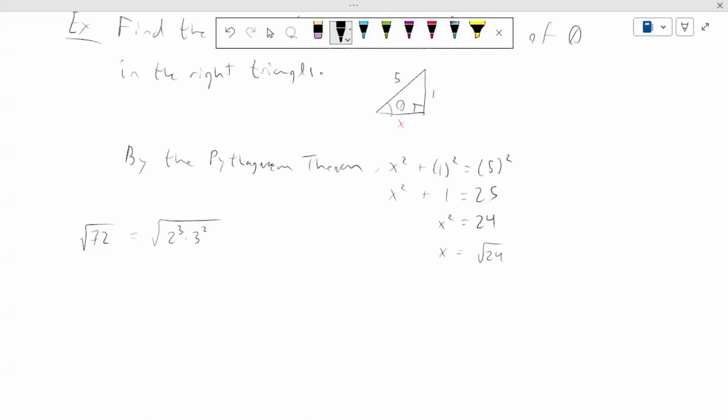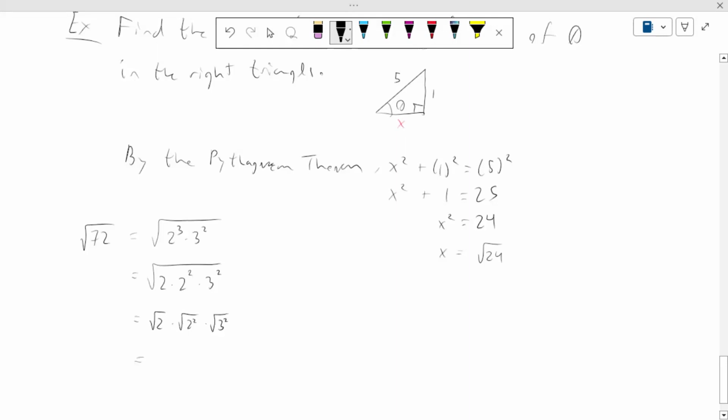Okay, good. So now I'm going to rewrite this in a funny way. This is the same thing as 2 times 2 squared times 3 squared. I'm just pulling out perfect squares. The reason I'm doing that is because square roots distribute over multiplication. So this is the same thing as the square root of 2 times the square root of 2 squared times the square root of 3 squared, right?